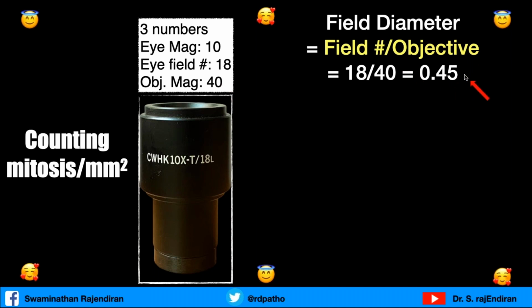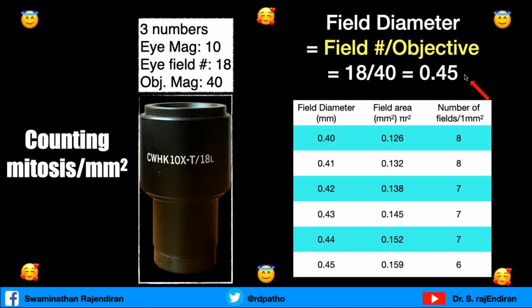When you have this value, all the books, including the CAP, have a table that tells you, when the field diameter is this, how many fields you have to count per millimeter square. Okay, with this eyepiece with 40x, I have to count 6 fields for 1 millimeter square. So for 2 millimeters square, I have to count 12 fields. So it is very, very easy.